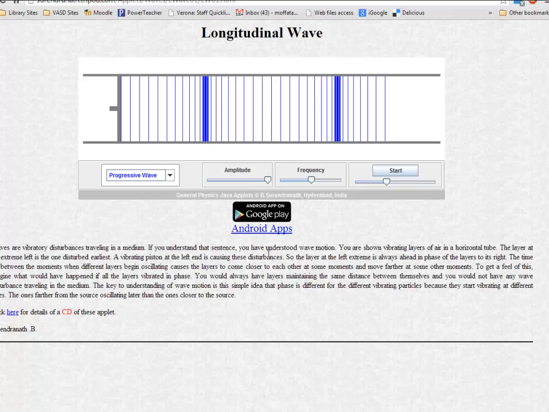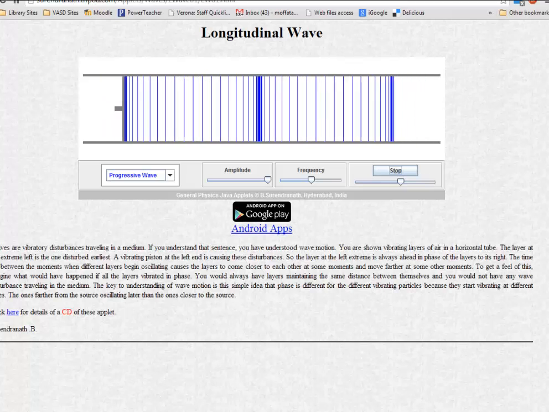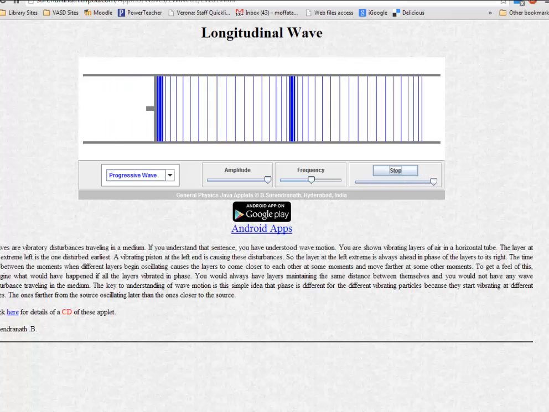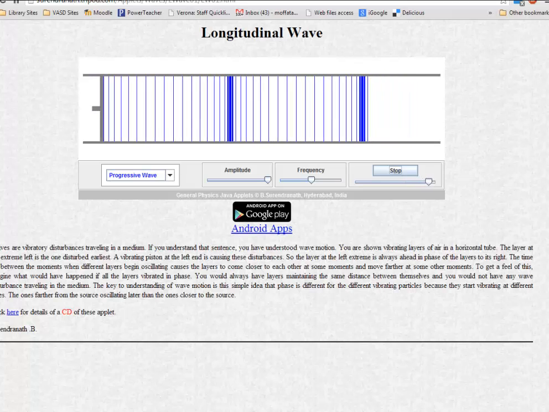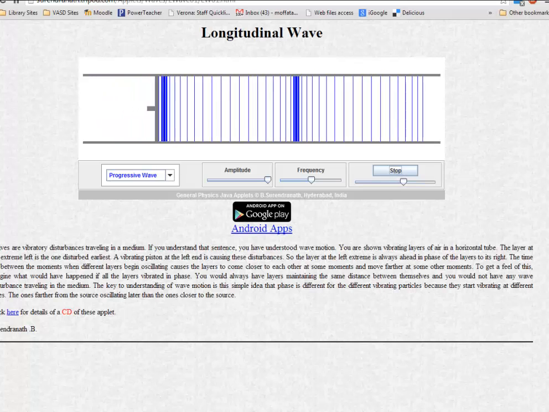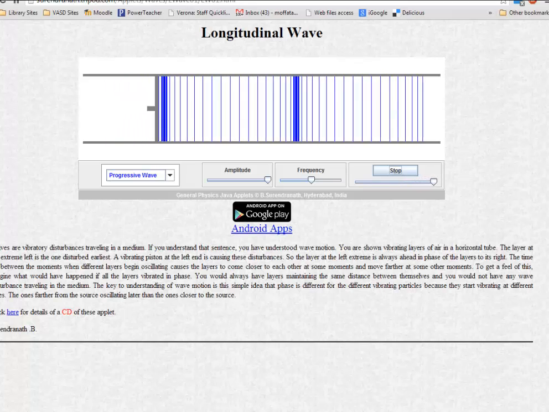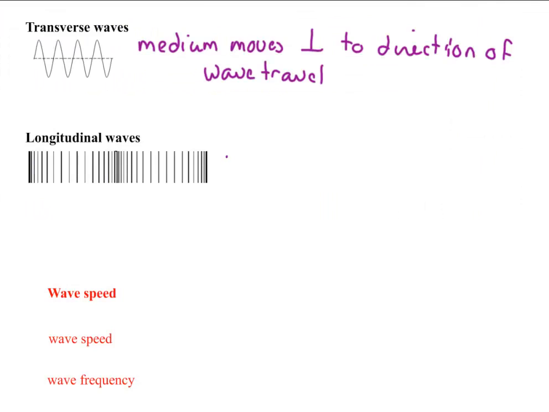Here's an example of a longitudinal wave. The wave again is moving from left to right. As we watch it travel, we see that the medium itself is also moving in a direction parallel to the direction of travel. So for longitudinal waves, the medium moves in a direction parallel to wave travel. Again, longitudinal waves, the medium moves parallel to the direction of wave travel.